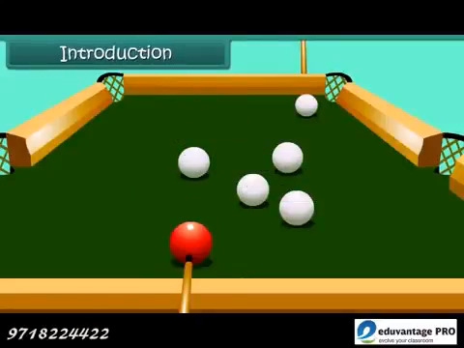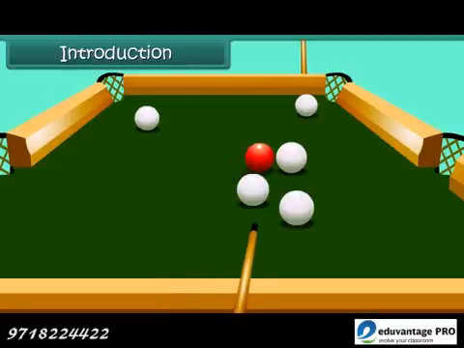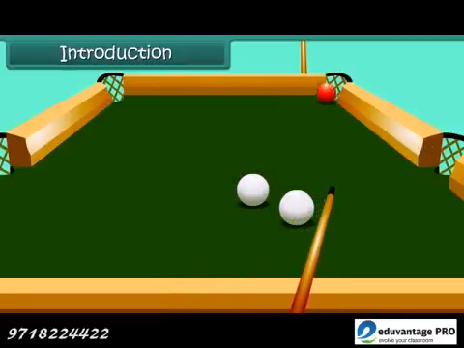This is a pool table. When the ball is hit, it moves to a certain distance and slowly comes to halt. How and why does this happen? Let's start the lesson and find answers to such questions.